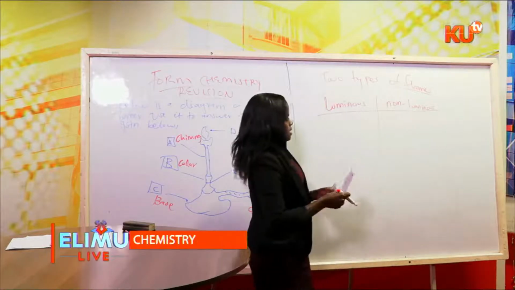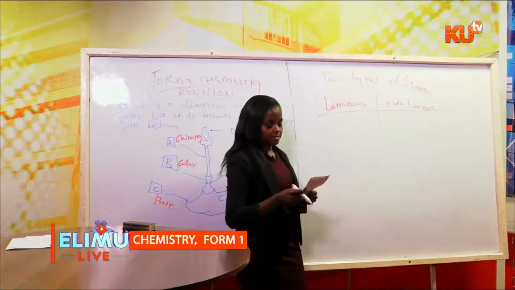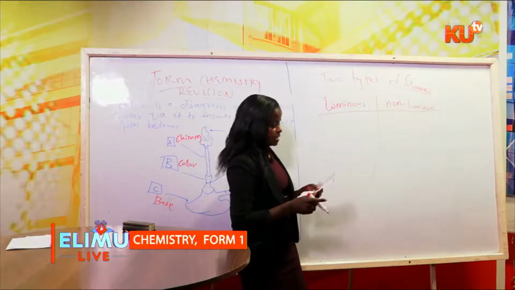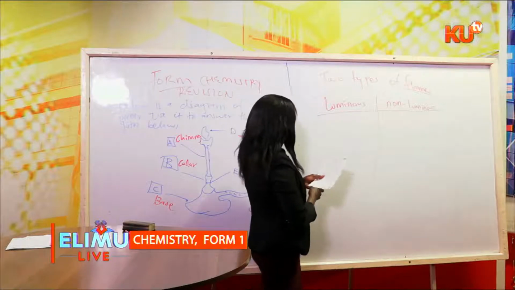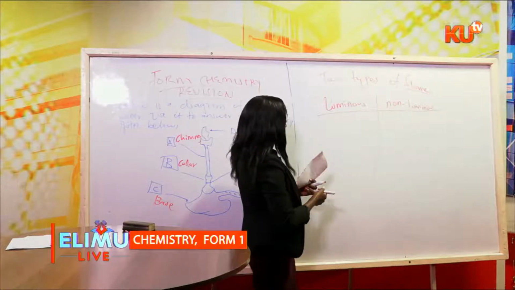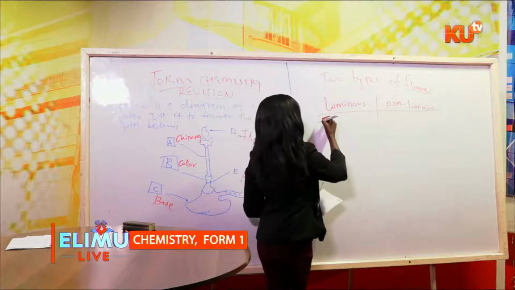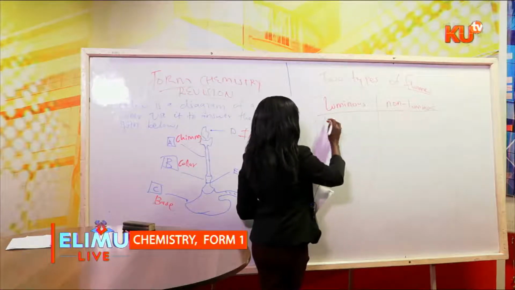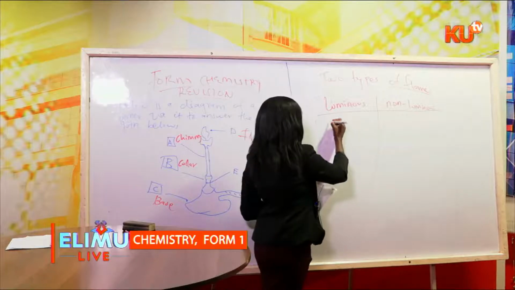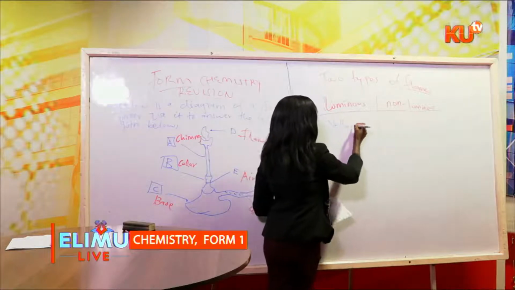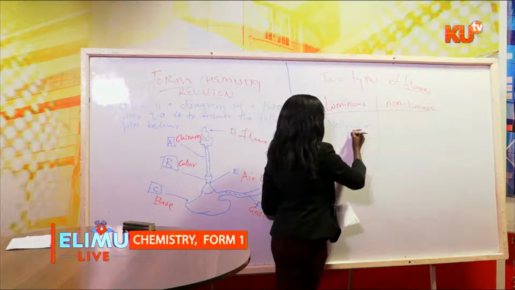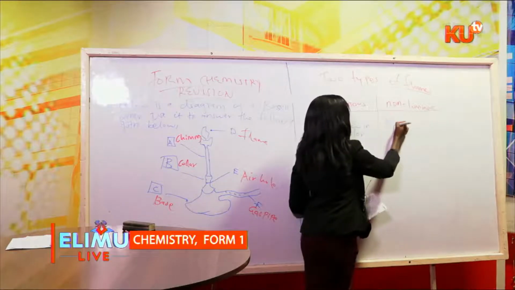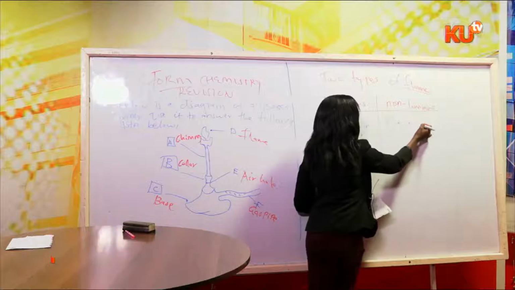So the difference between luminous and non-luminous flame. Now the first difference is that a luminous flame is yellow in color, while this is blue in color.